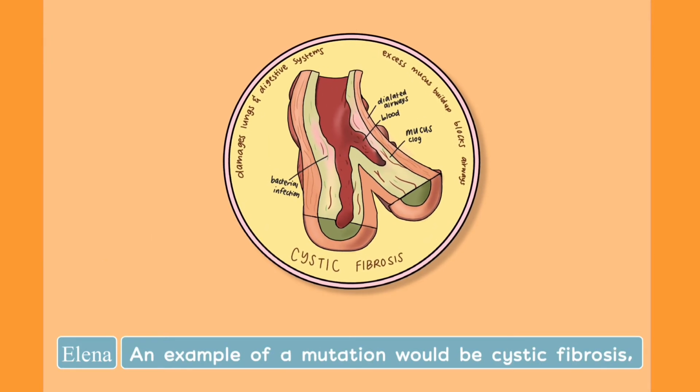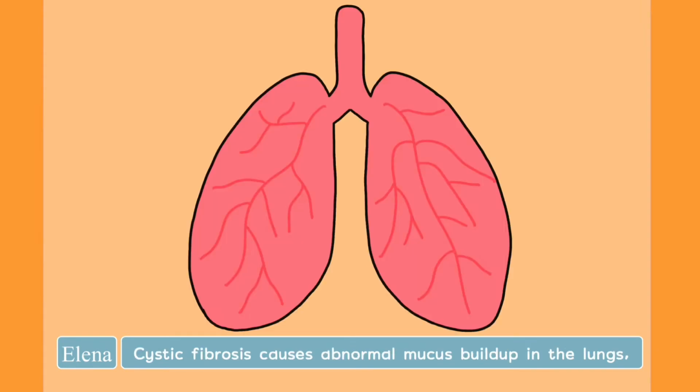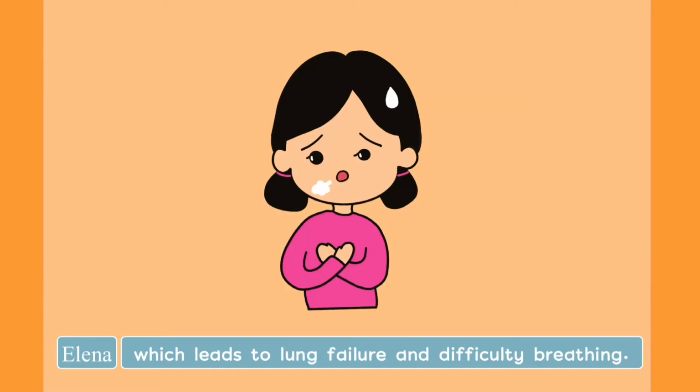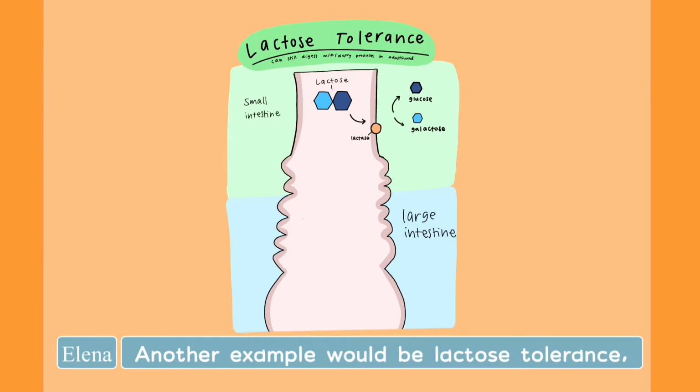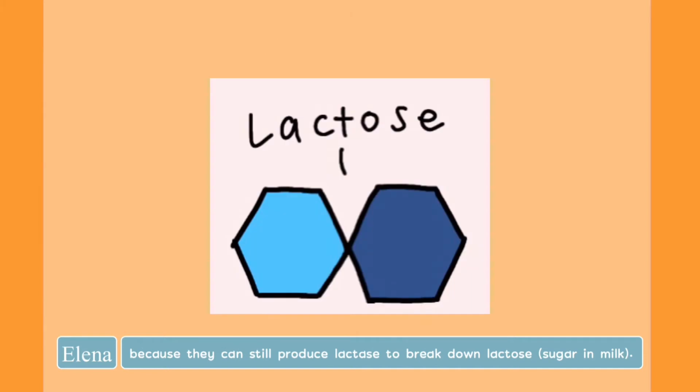An example of a mutation is cystic fibrosis, which is caused by 3 deletions in the DNA sequence in the CFTR gene. Cystic fibrosis causes abnormal mucus build up in the lungs, which leads to lung failure and difficulty breathing. Another example would be lactose tolerance, where usually a single substitution mutation occurs in the LCT gene, allowing the individual to continue being able to consume dairy products because it can still produce lactase to break down lactose.